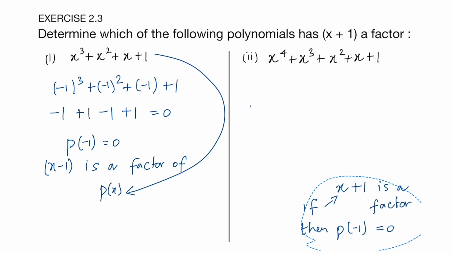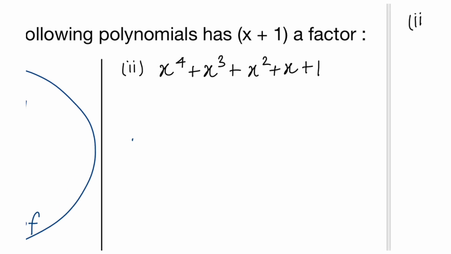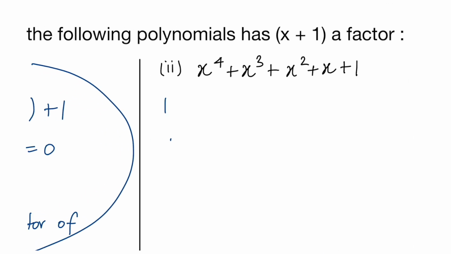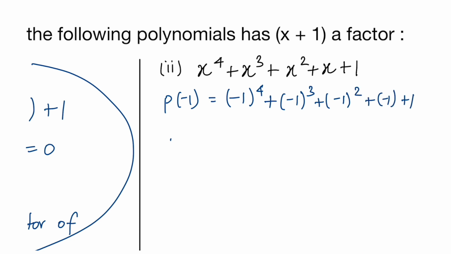Here we have the second subdivision. The same process goes here again. P of minus 1. So minus 1 power 4, sorry, why did I write 2? Minus 1 power 4 plus minus 1 power 3 plus minus 1 squared plus minus 1 plus 1. Minus 1 power 4 is 1 and minus 1 cube is minus 1 and minus 1 squared is plus 1, and then we have a minus 1 and plus 1. So 1 and minus 1 get cancelled. This plus 1 and this minus 1 get cancelled. So that gives you 1.